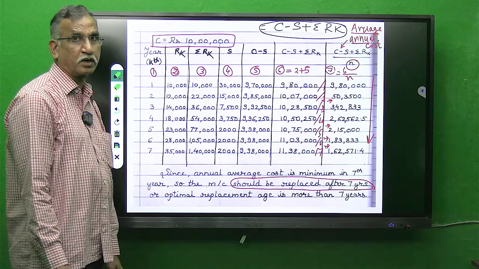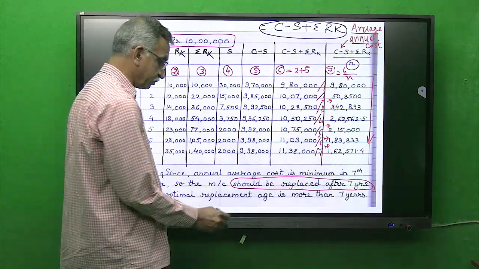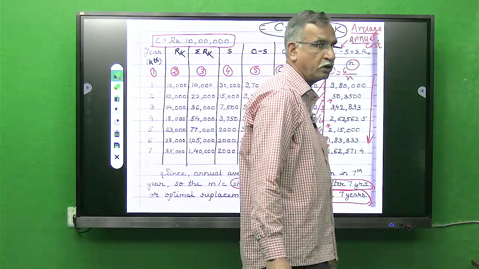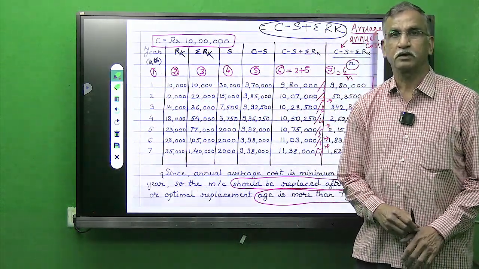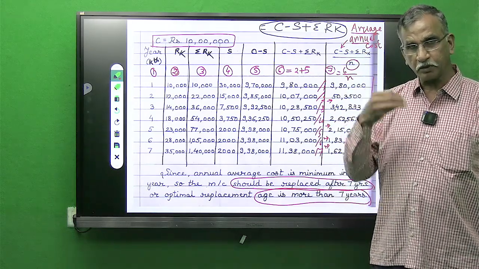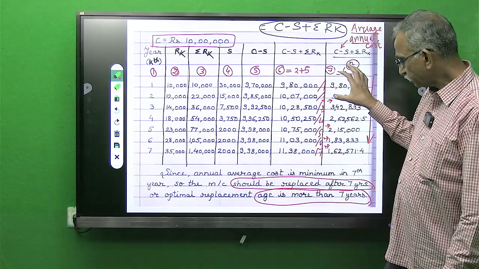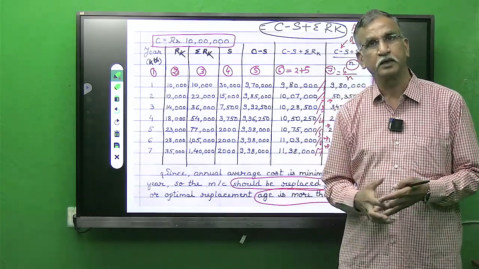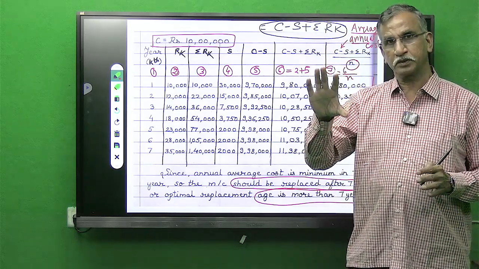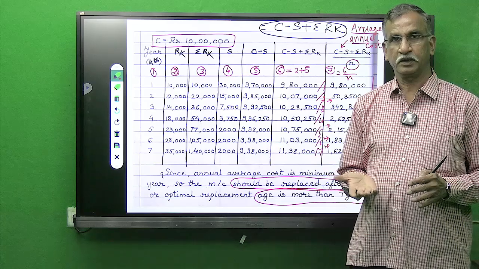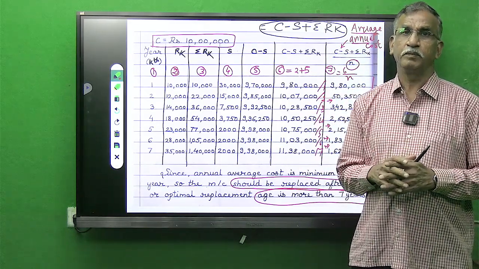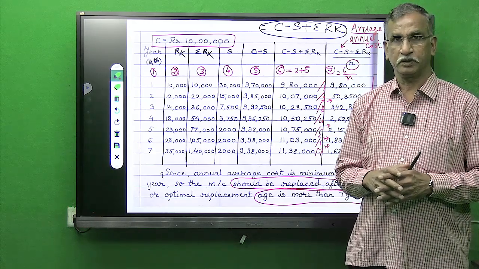So the machine should be replaced after 7 years, or the optimal replacement age is more than 7 years. I cannot say exactly whether it is the 8th or 9th. So in general, as an OR consultant, since the data is showing a decreasing trend, you need not think of replacing this machine for at least 7 years. Life is more than 7 years, and if you want to replace the existing machine, make your decision to replace after 7 years.